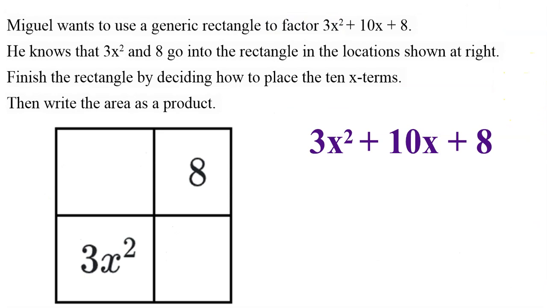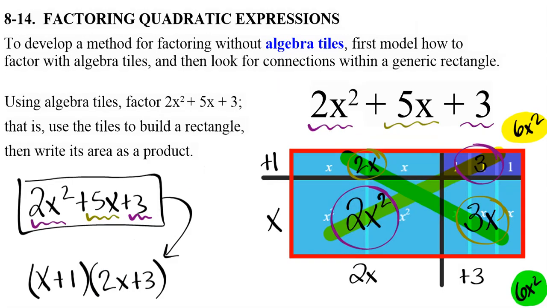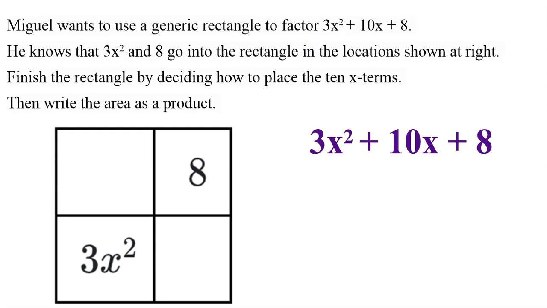So, Miguel wants to use a generic rectangle to factor 3x squared plus 10x plus 8. And he knows that 3x squared and 8 go into the rectangle in these locations. So we've already established that from here, that we've got places that they go: the leading term and the end term, bottom left, top right, or however you want to set it up. But they're diagonal. So this is that diagonal that we're talking about right here. Let's try to stick with the same colors. There we go. So that's that diagonal we're talking about.